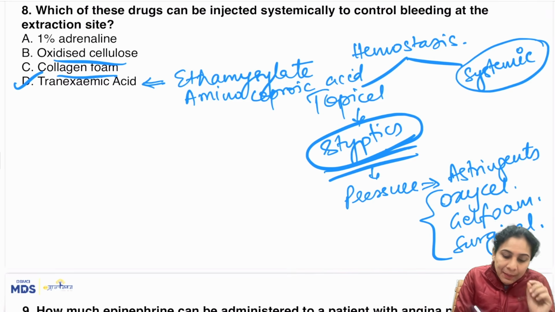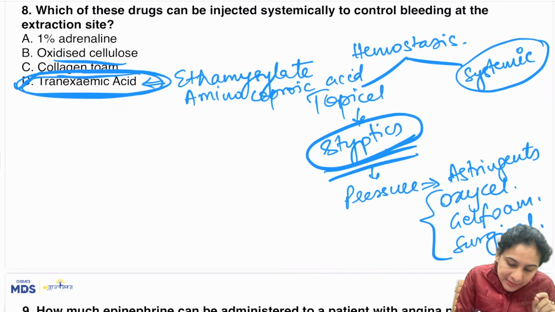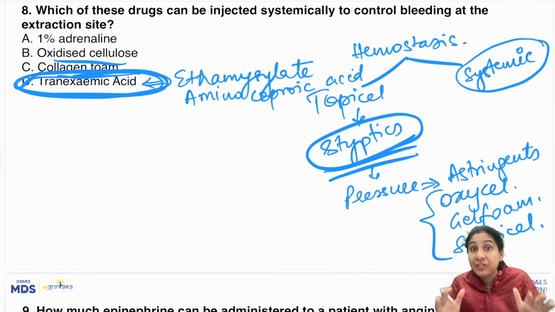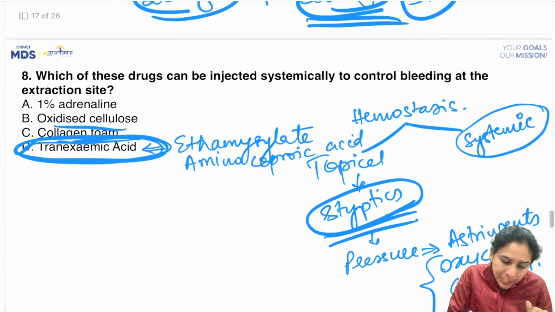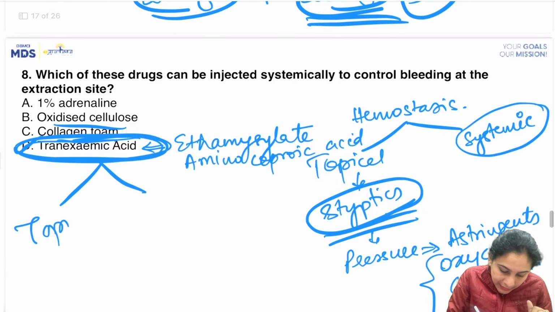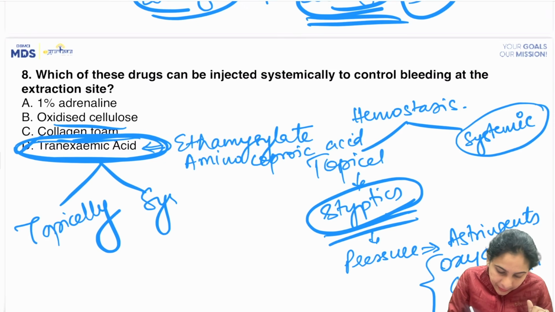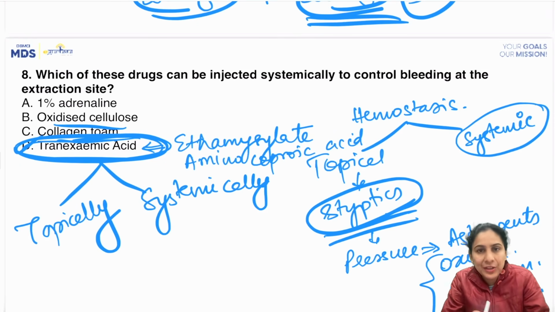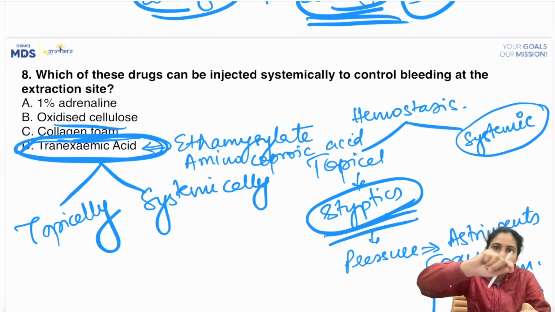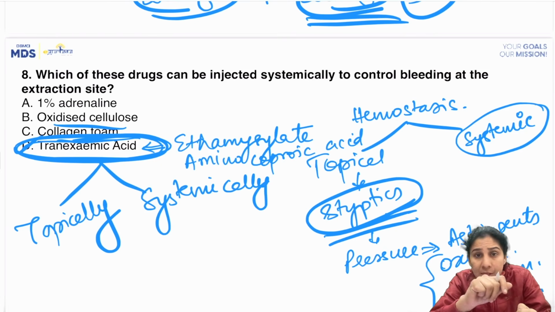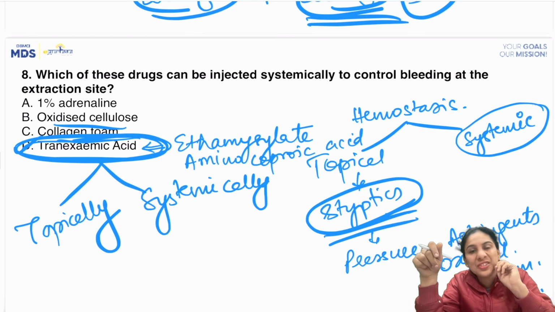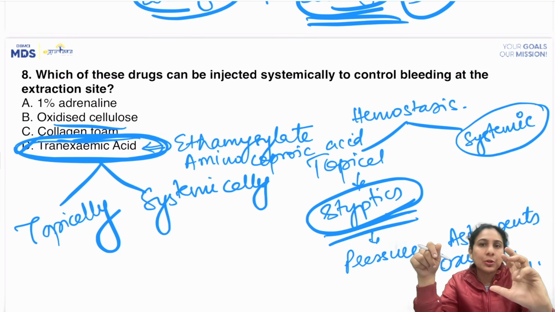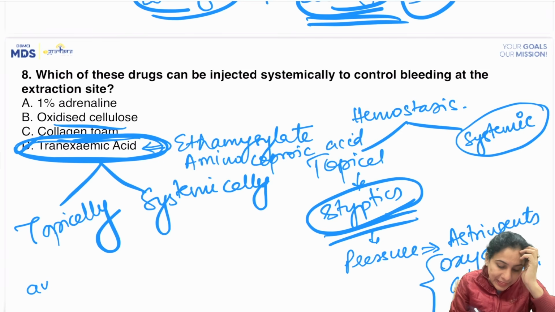Now the beauty about tranexamic acid is, please understand this, tranexamic acid is the current favorite of the examiners. Tranexamic acid can be used both topically and systemically. So you can break the ampule of the tranexamic acid, empty it on a gauze, and put it with pressure on the site of extraction or on the site of bleed. So you can do that also. It is an antifibrinolytic agent.